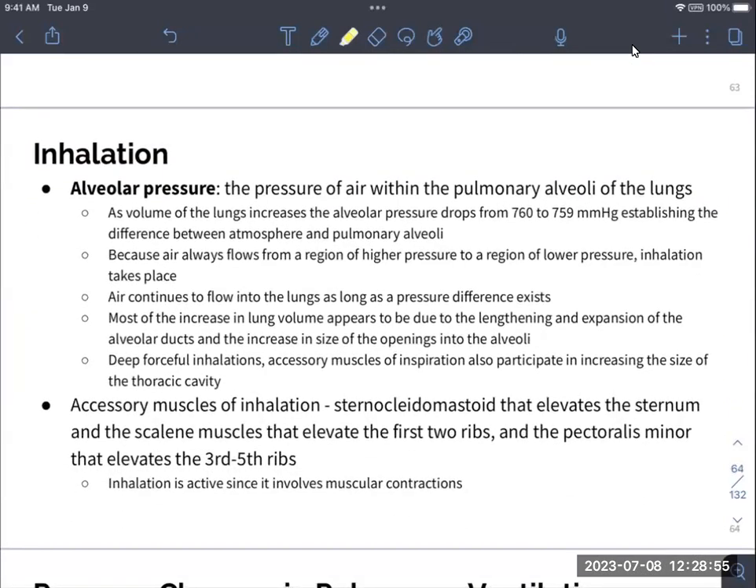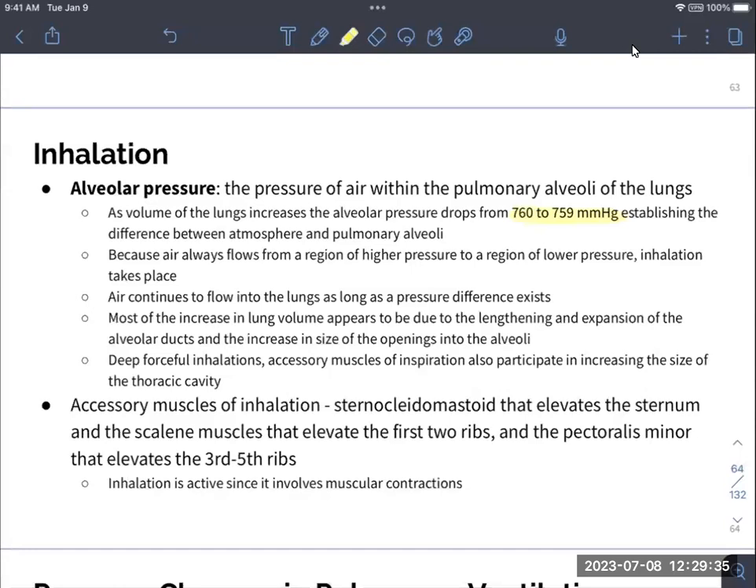The alveolar pressure. There's a lot of different pressures to look at. This is where gas exchange is happening, in the alveoli. So when the volume of the lungs increases, the alveolar pressure drops by 1 millimeter of mercury. And that's enough of a difference between the atmosphere and that pulmonary alveoli to allow air to start flowing in.